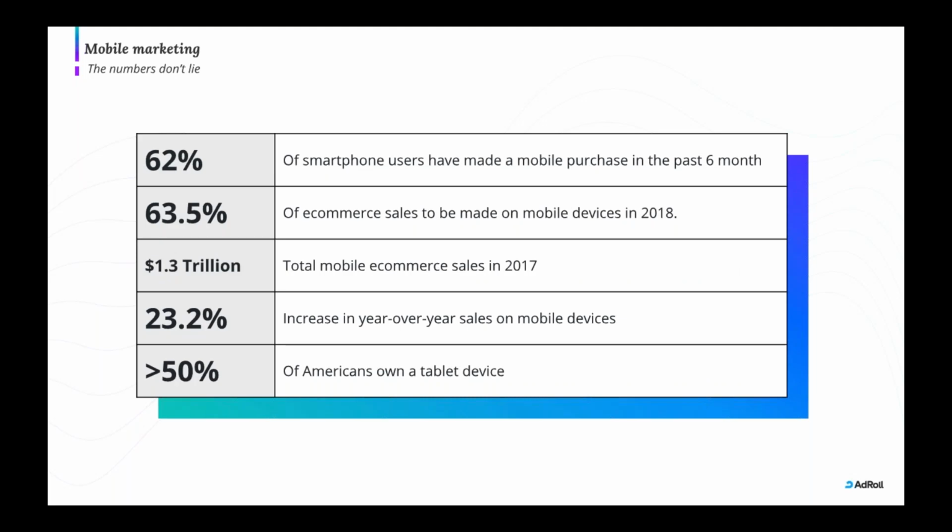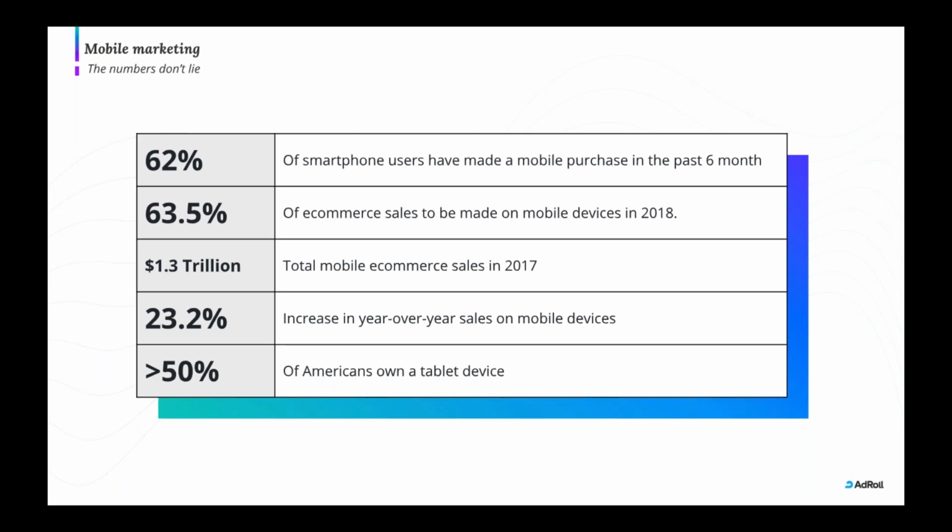Secondly, why care about mobile marketing in this? Well, mobile marketing, as many of us know, is absolutely booming right now. 62% of smartphone users currently have made a mobile purchase within the past 6 months, meaning that they have purchased the product on their phone, and most of them have done their research on their phone as well.